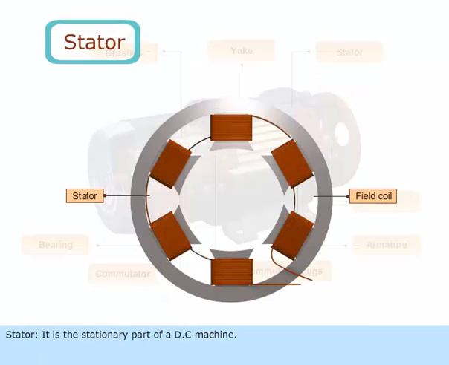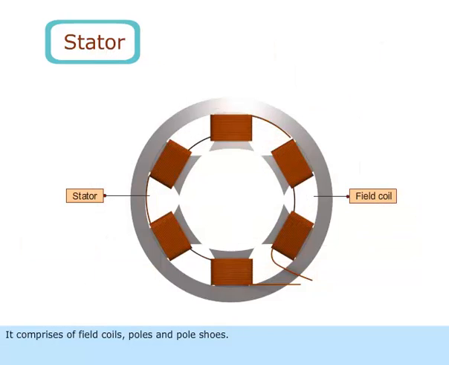Stator. It is the stationary part of a DC machine. It comprises of field coils, poles, and pole shoes. The coil which energizes the pole is known as the field coil or field winding.